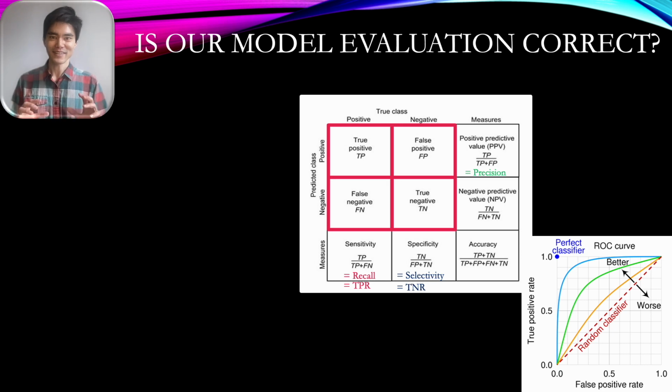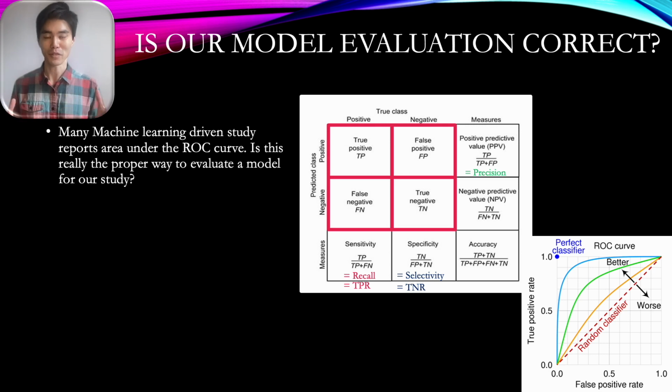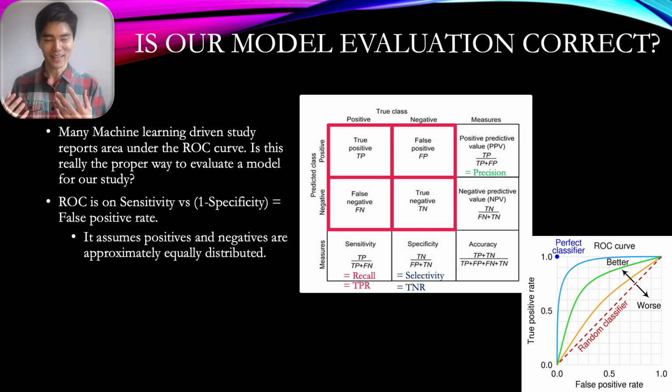But we need to think about whether area under the curve is really appropriate in our study, or in your study as well. Oftentimes, area under the curve is what we use to evaluate machine learning models. But is that really correct? That is something we need to always think about. And to do that, we need to have some clinical knowledge as well. And I'll get into that in more detail in the next video.